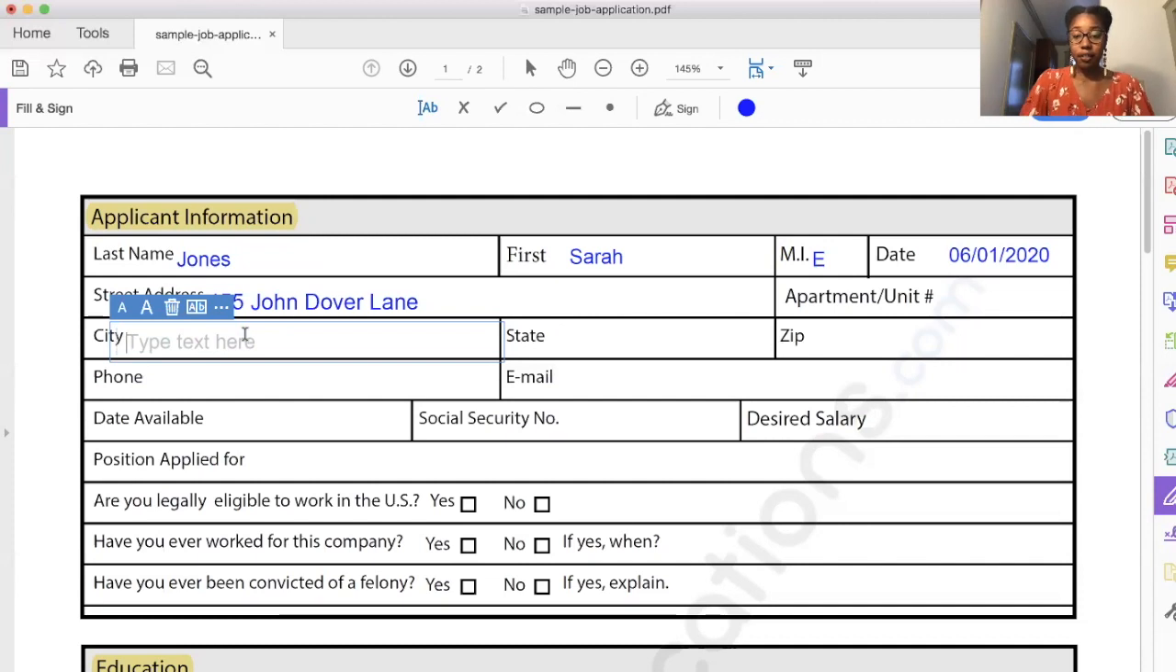Our city is Louisville, and our state, Kentucky. Sarah's zip code is 40220.